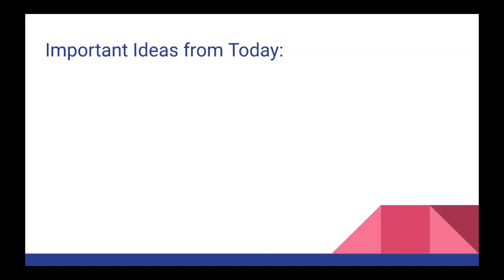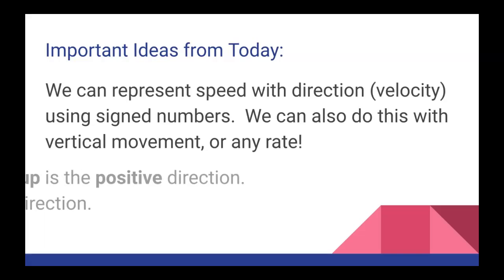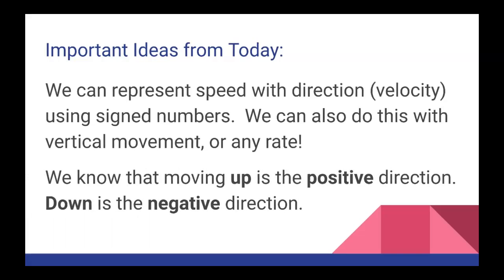Our important ideas from today: first, we can represent speed with direction, velocity, using signed numbers, and we can do this with vertical movement or any rate. Sometimes we even do it with the left and right horizontal movements. Typically, we say moving up is the positive direction and down is the negative direction. This is kind of pulling ideas from many units together.